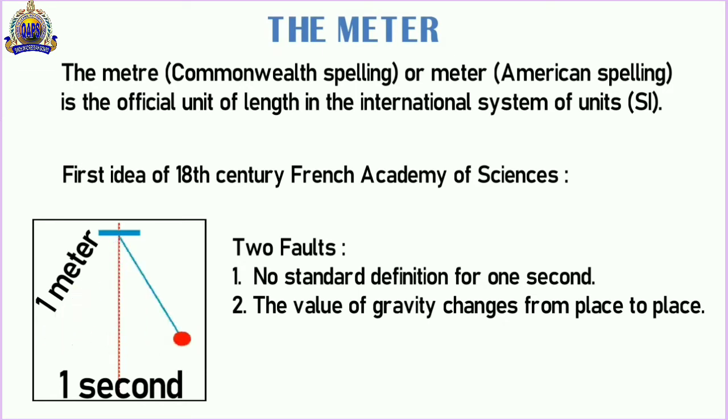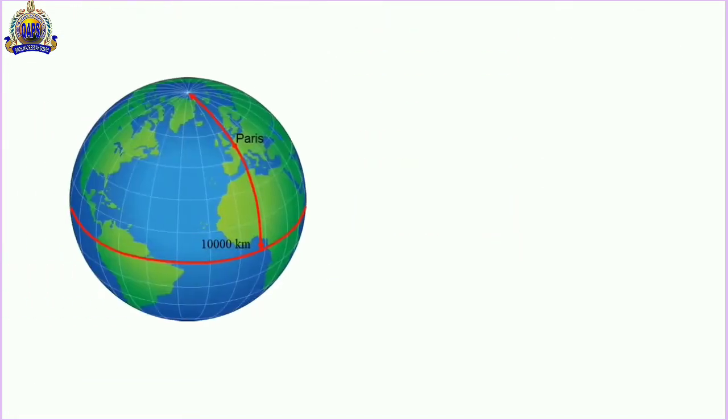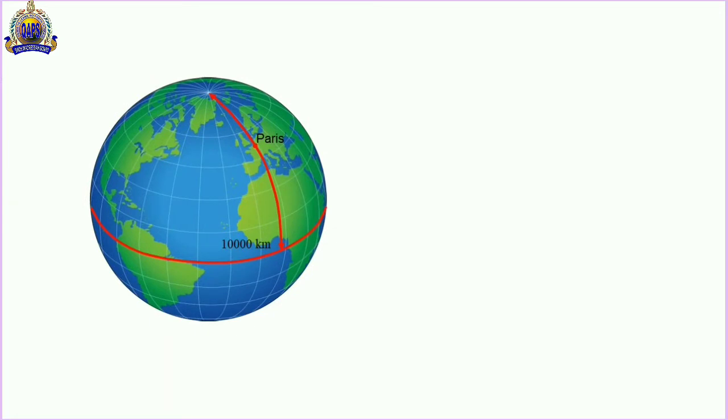There were two faults which were coming. There was no standard definition for 1 second; we require a standard definition. And the value of gravity also changes from place to place. So these were two difficulties which they faced.